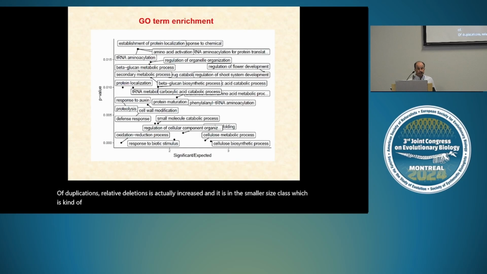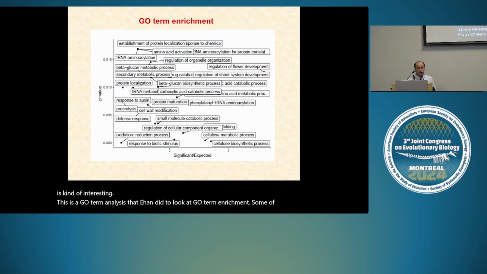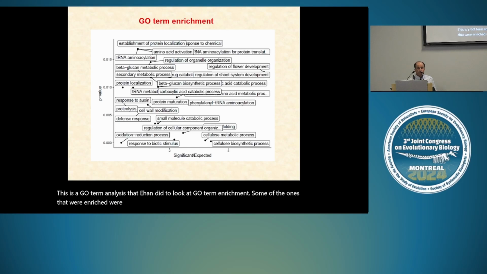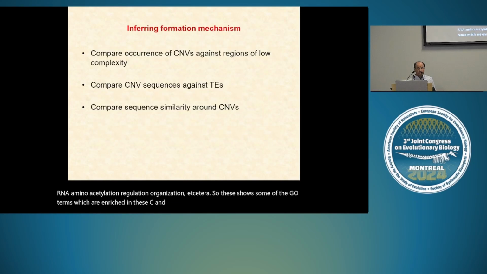This is a GO term analysis that Ihan did to look at GO term enrichment. Some of the ones that were enriched were protein localization, amino acid activation, tRNA aminoacylation, and regulation of organelle organization, etc. So these show some of the GO terms which are enriched in these CNVs. Now, of course, I do realize GO terms are fairly general, and they give a general idea of function, but they don't tell you exact function. So obviously, further study needs to be done of interesting genes in that regard.